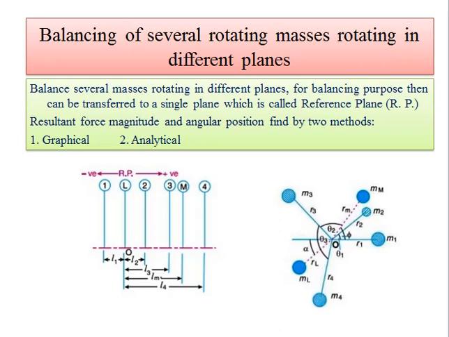And in this way we see that the balancing of a single mass or multiple masses can easily be achieved by the graphical or the analytical method, which is easily adopted for any rotating machines.